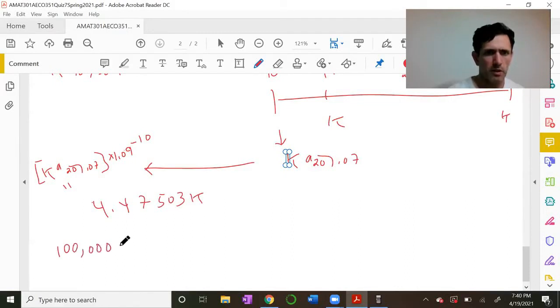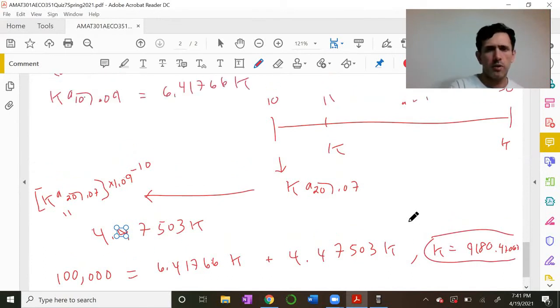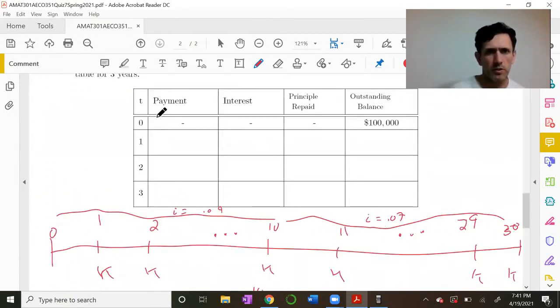So the loan amount is 100,000, which is equal to the present value. So it's going to be 6.41766 plus the 4.47503, times K. So you get K is 9180.47067. Okay. Yeah, so we can fill out this amortization table now.